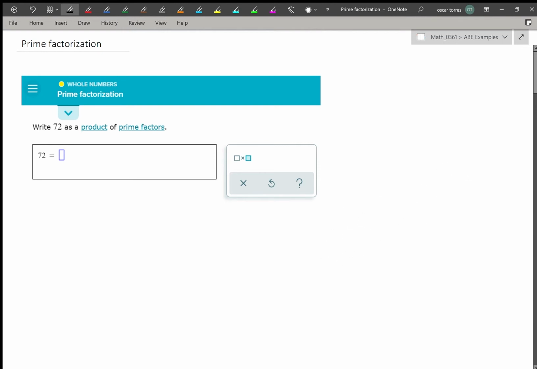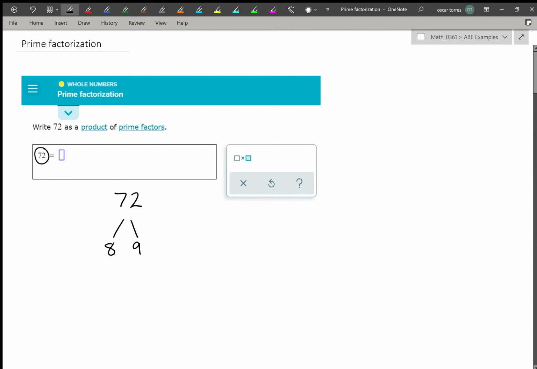For these problems, they basically want us to take a number and break it up as much as possible. So this problem tells us: write 72 as a product of prime factors. We always start these problems by figuring out what times what will give you 72. Right now we're at 72. What if we break it up? What times what will give me 72? Well, one combination would be something like 8 times 9. 8 times 9 does give us 72.